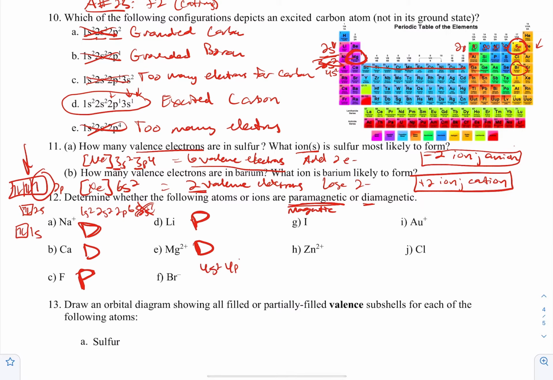Originally it was 4s2, 4p5, right? But then we added an electron by giving it a negative charge, which made it 4p6. If you were to draw out the s orbital and then the 3 p orbitals, we'd get 1, 2, 3, 4, 5, 6. These are all paired, so this is going to be diamagnetic.